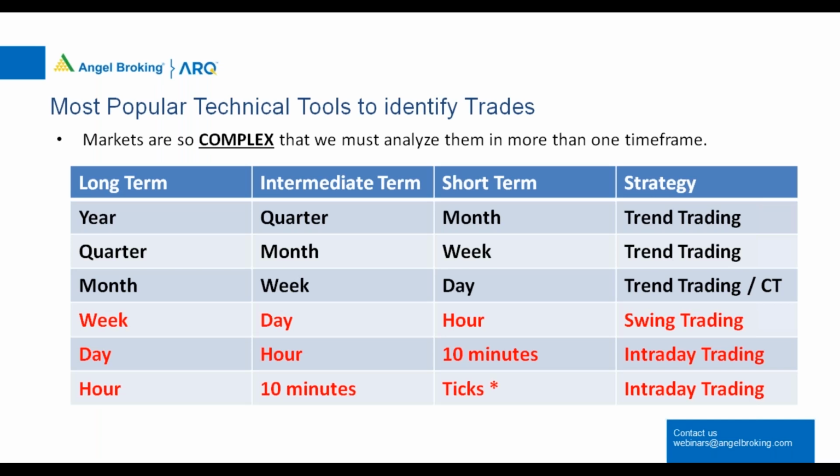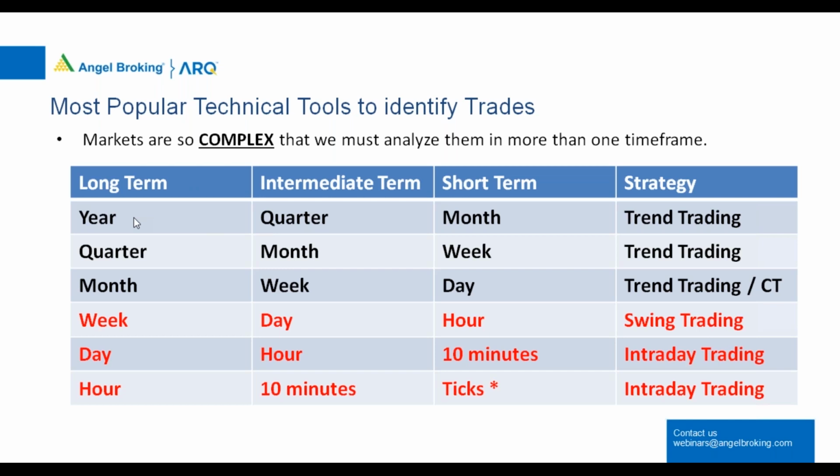So for them, the long term is a yearly chart. What it means is that every bar represents 1 year of data, 1 year's open, high, low, and close. Likewise, the intermediate term or the medium term chart will be quarterly.